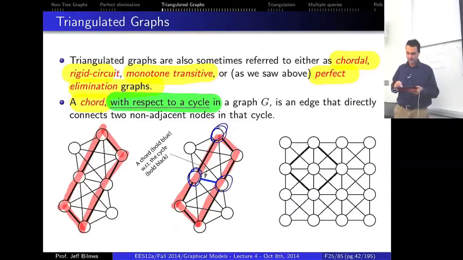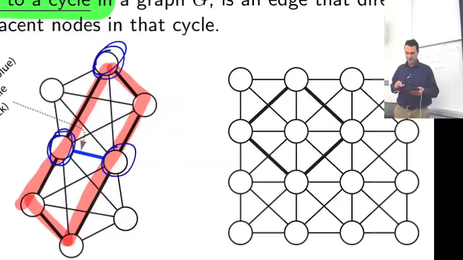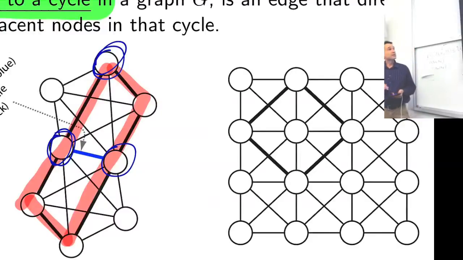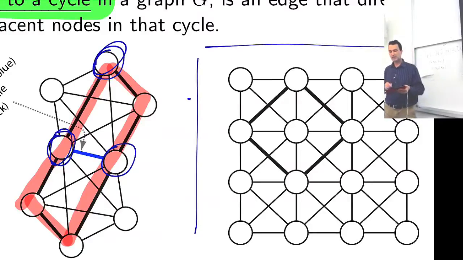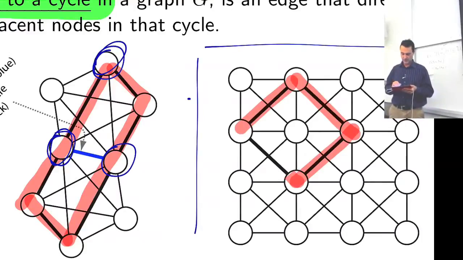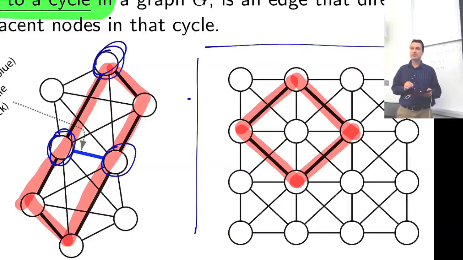Okay. What about the graph on the right here? The cycle is highlighted in bold. Is there a chord in this cycle? No, there's no chord, because we would need to have something like that.